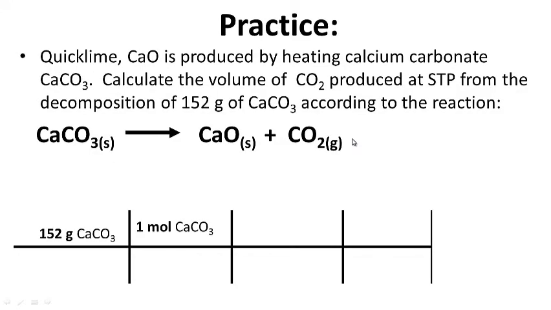Okay, so practice. Quicklime, calcium oxide, is produced by heating calcium carbonate, CaCO3. Calculate the volume of CO2 produced at STP. Remember, carbon dioxide is a gas produced at STP from the decomposition of 152 grams of calcium carbonate, according to this reaction below. I kind of got it going here for you already. So go ahead and pause this while you do this. When you're ready to check your work, hit play.